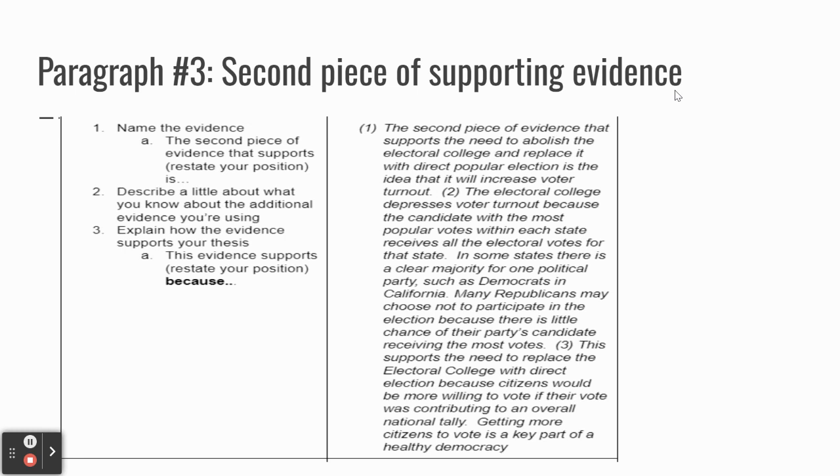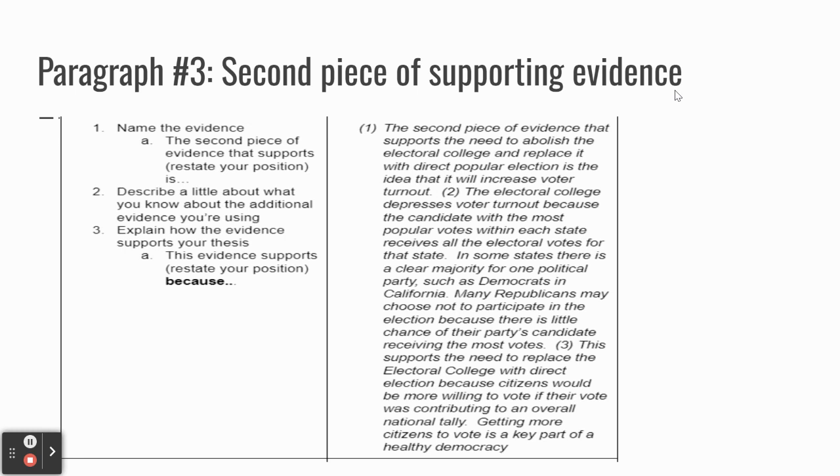The second piece of evidence that supports, there's my thesis again, the need to abolish the Electoral College and replace it with direct popular election is the idea that it will increase voter turnout. So this is not something that's related to a document. It's just something I remember from AP Gov. If we don't have the Electoral College, more people are going to want to vote.